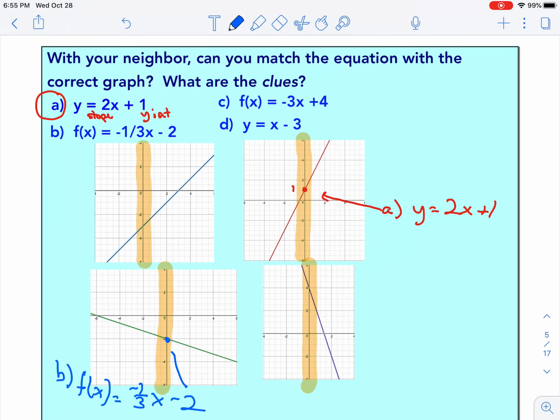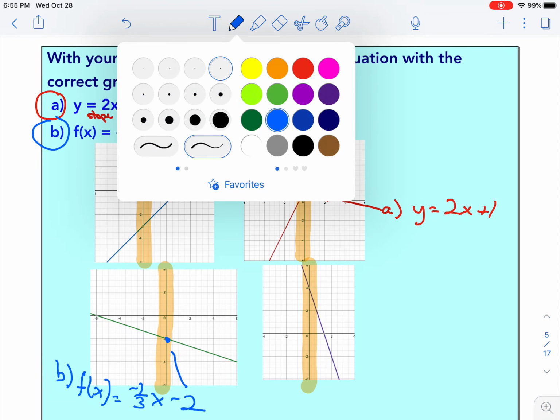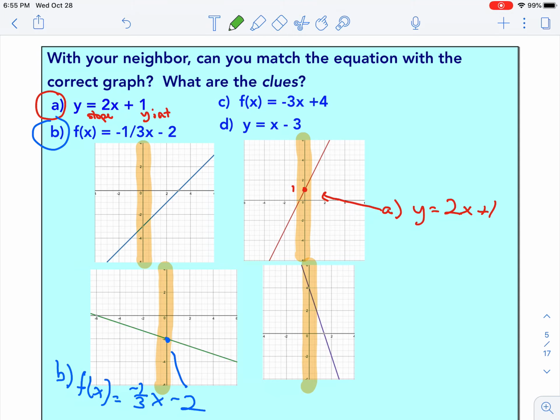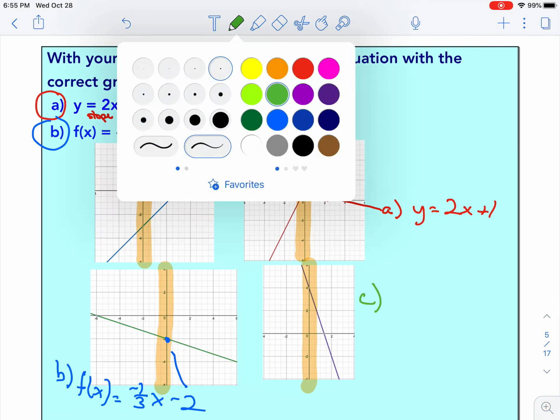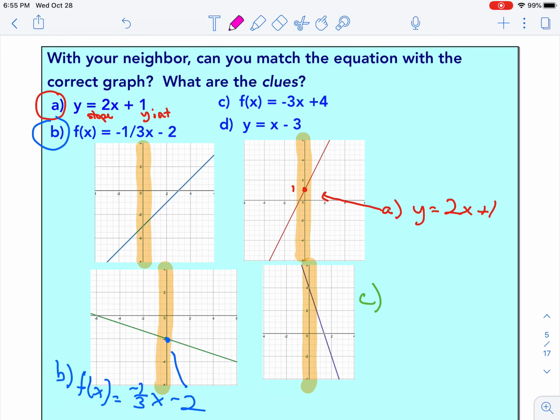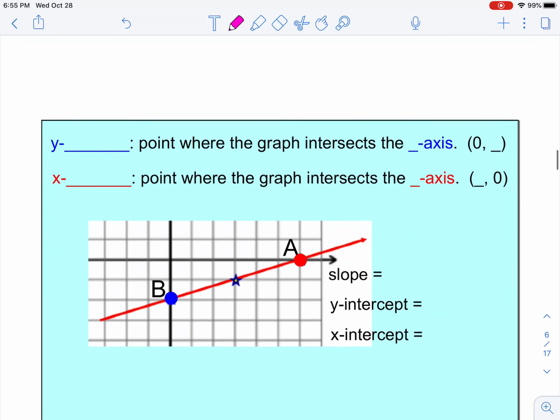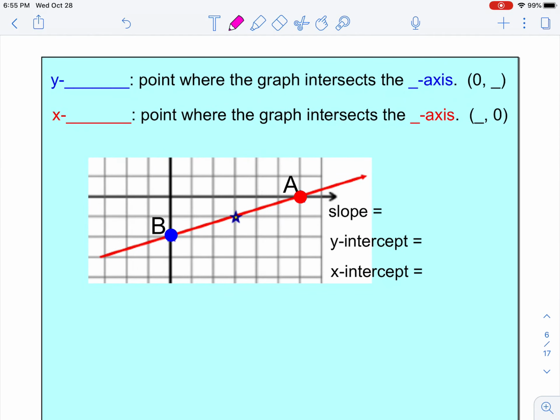So hopefully you got some of these correct, but just to fill in the rest of these for you to check, this graph right here is letter C. And this graph right here is letter D. All right, so today we're also going to be talking about x and y intercepts.